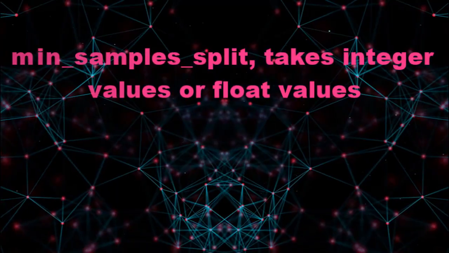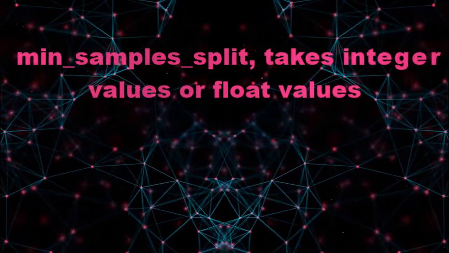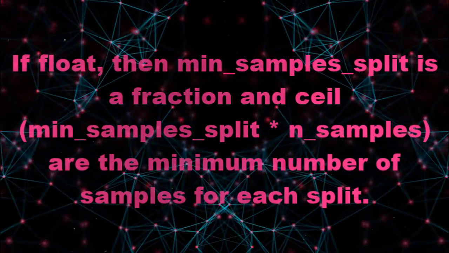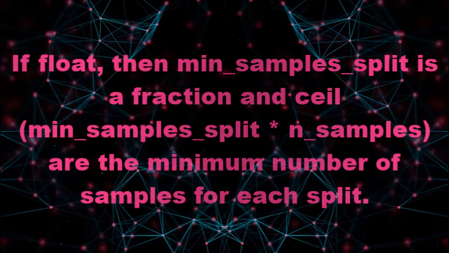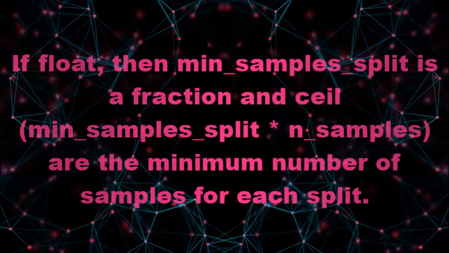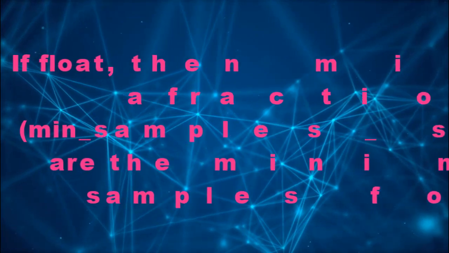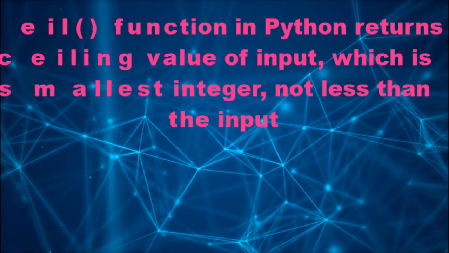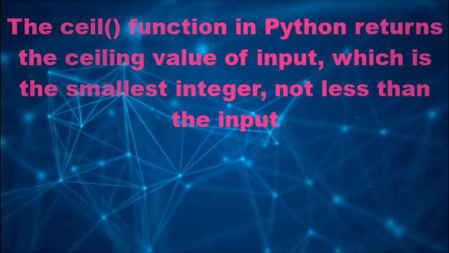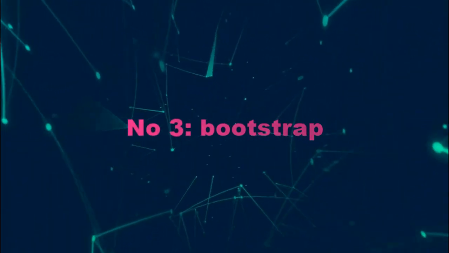If minimum sample split is integer, then consider minimum sample split as the minimum number of samples for split. However, if minimum sample split is a float, then to find an integer value of minimum sample split, we need to multiply minimum sample split to the number of samples and apply the ceil method to the product. The ceil function in Python returns the ceiling value of input, which is the smallest integer not less than the input. The third concept used here is bootstrap.